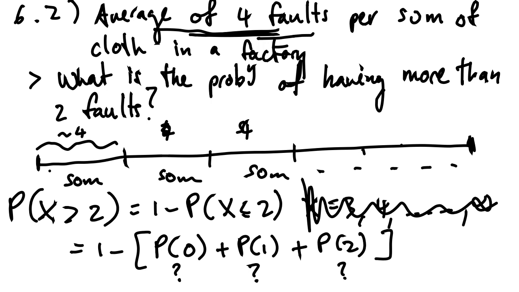Okay, it's e to the minus a, which is your average, times a to the x, all over x factorial. So this formula is given to you, so you don't need to memorize it. Okay, this is how you use it. Remember, your a is given to you. This is your a, which is 4.